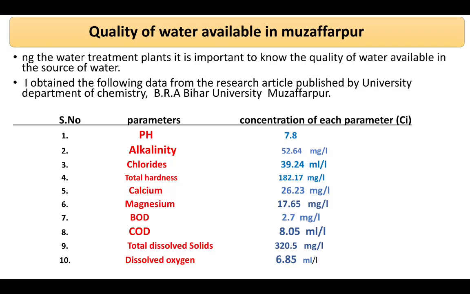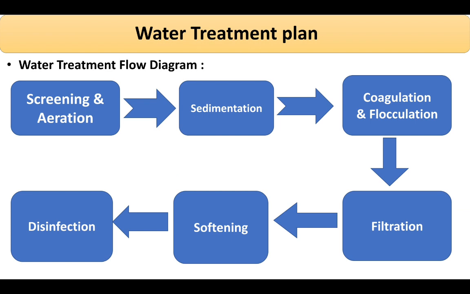So firstly, for designing the water treatment plant, we should know about the quality of water available in Muzaffarpur. The parameters I have taken are pH, alkalinity, chlorides, total hardness, calcium, magnesium, BOD, COD, and total dissolved solids as well as dissolved oxygen. For designing, we have to follow the different processes of the water treatment plant like screening and aeration, sedimentation, coagulation and flocculation, filtration, softening, and then disinfection.